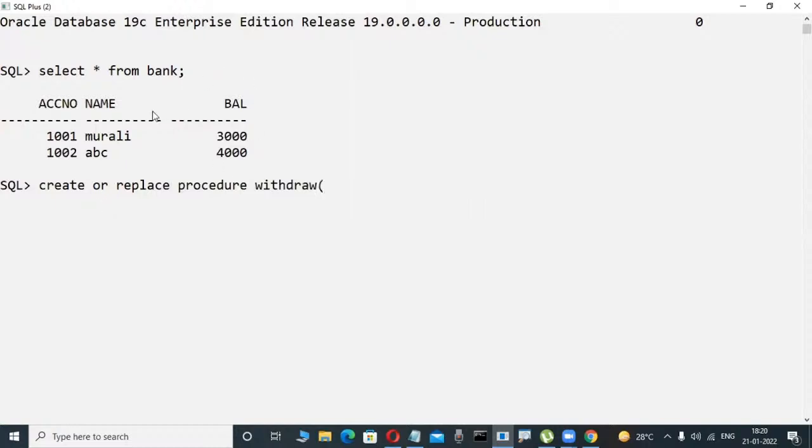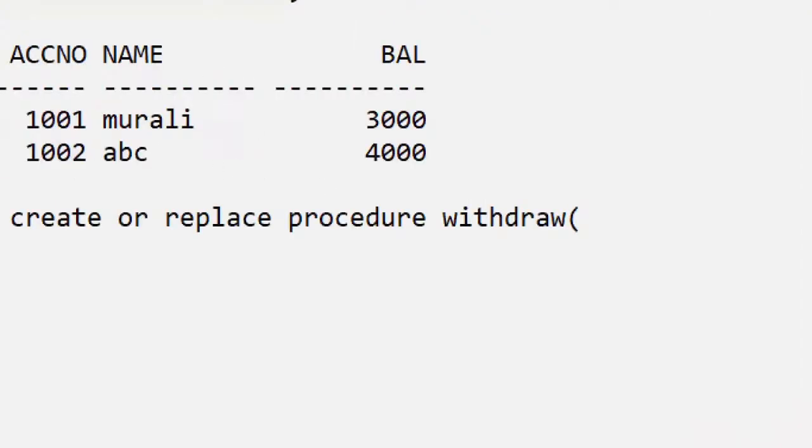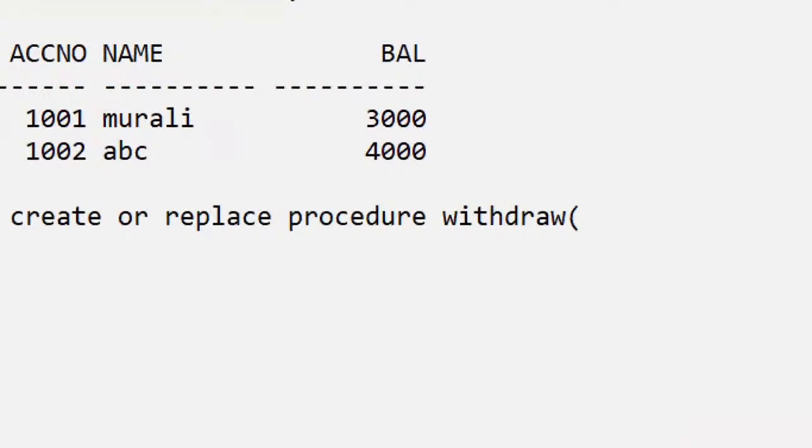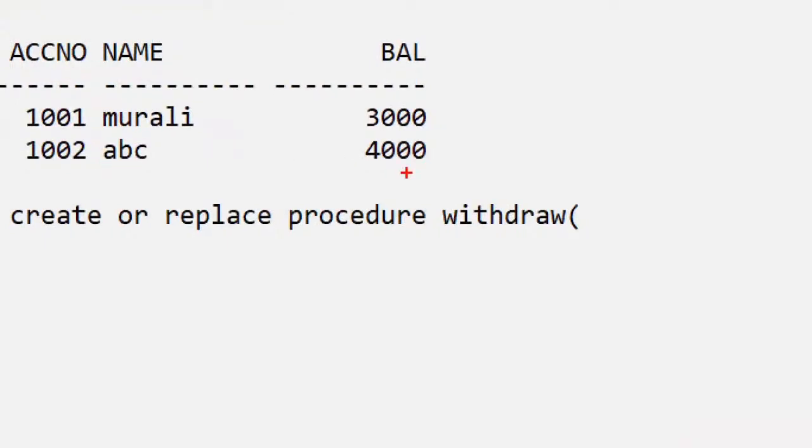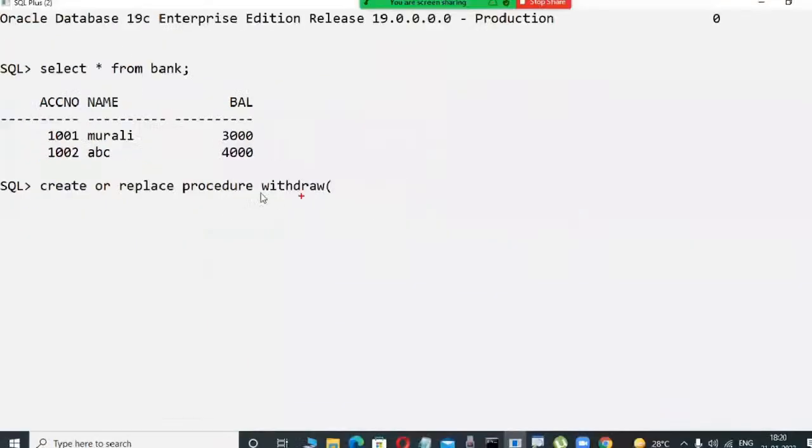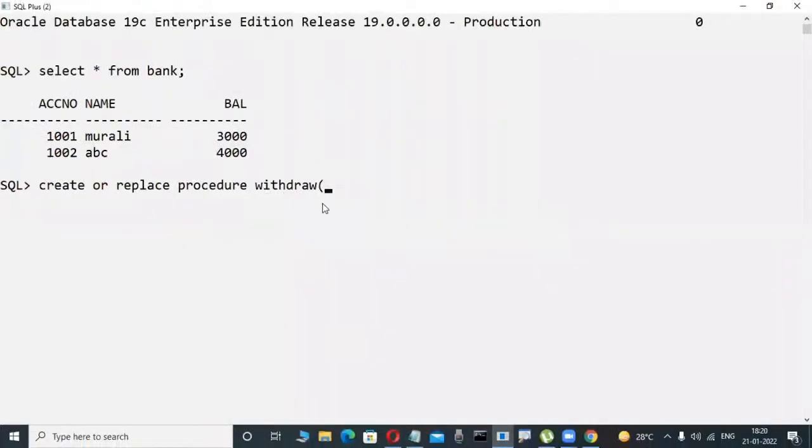Slowly observe here. This is a table. In my project, I try to implement one small scenario only: withdraw. Actually, in real time, big packages contain withdraw, deposit, and all the things. But for now, I'm giving only a small task in a procedure. Now here, create or replace procedure withdraw. Suppose here I'm passing an account number.